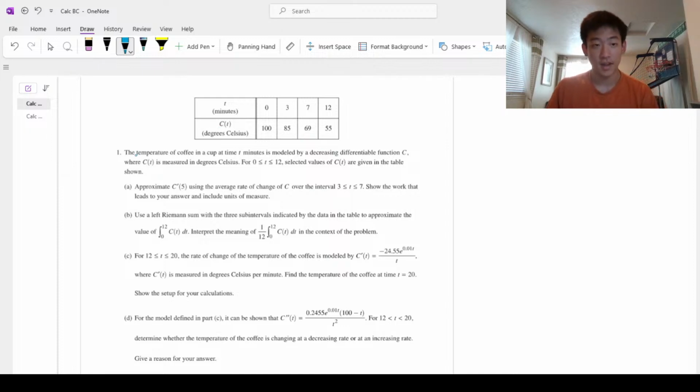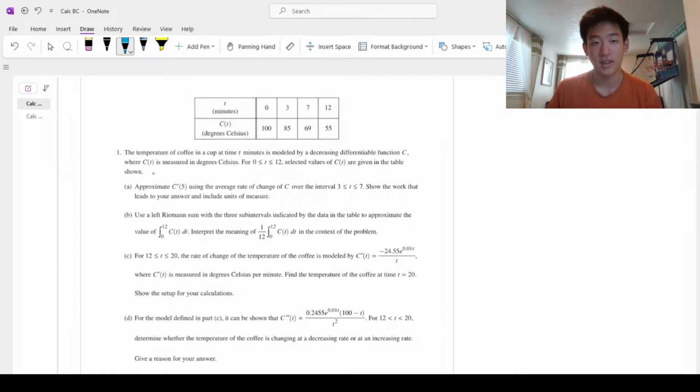It says, the temperature of coffee in a cup at time t minutes is modeled by a decreasing differentiable function c. Okay, so we have basically a cup of coffee. It's hot and it's getting colder. It's like cooling to room temperature, basically. Where c of t is measured in degrees Celsius. Okay, so we have some units. For 0 less than t less than or equal to 12. So t is like a 12-minute interval.